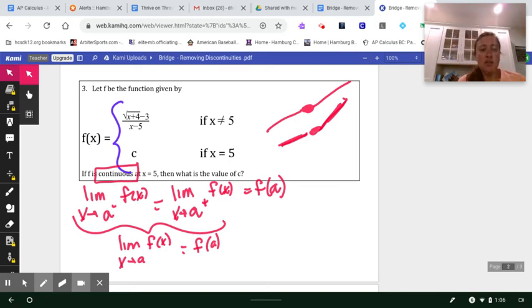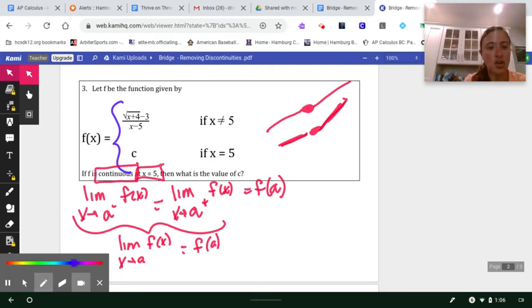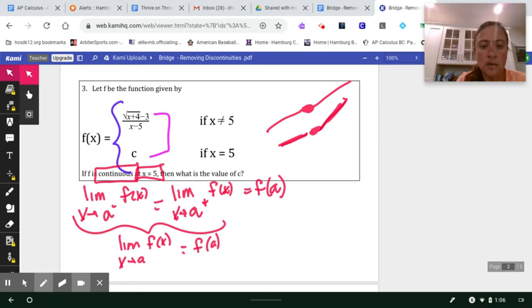So if that's true, and they want to make this continuous at 5, then we know the left and the right and the function all have to be equal. So I basically just have to set these two functions equal to each other. So I'm going to say the square root of x plus 4 minus 3 over x minus 5 equals c.